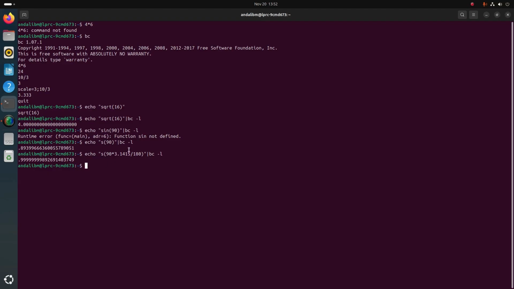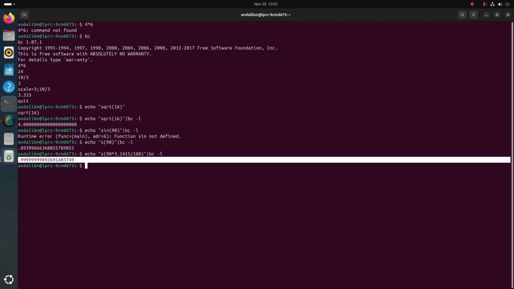But here you can see that without going into the library and quitting, you can perform some calculations inside quotation with echo, but then pass it to BC with the library functions, and it is going to show the result for you.